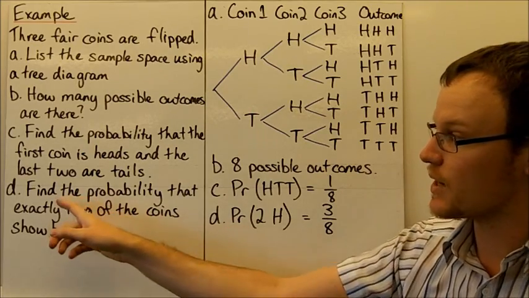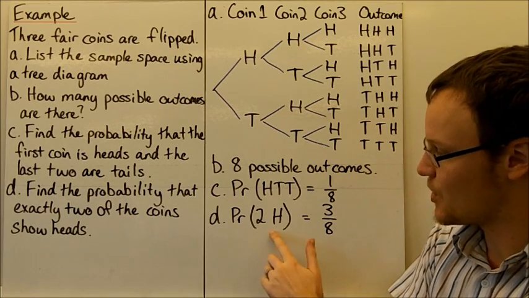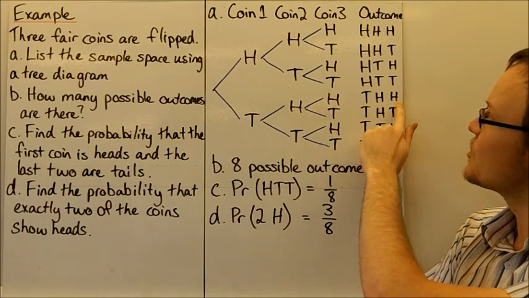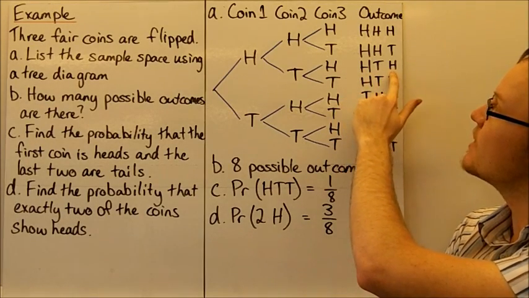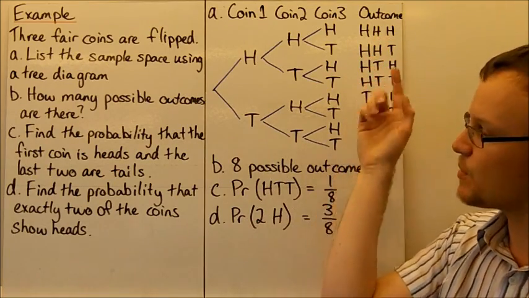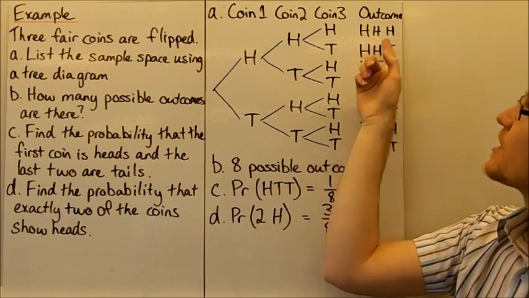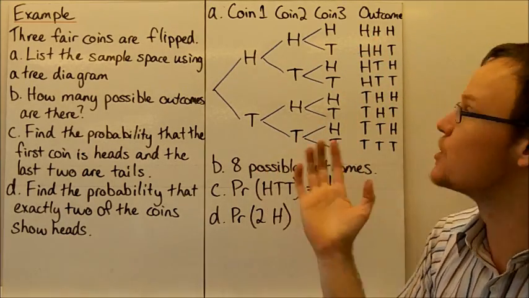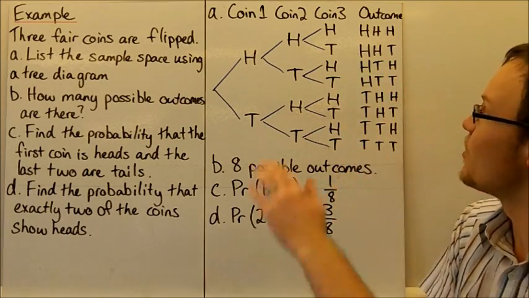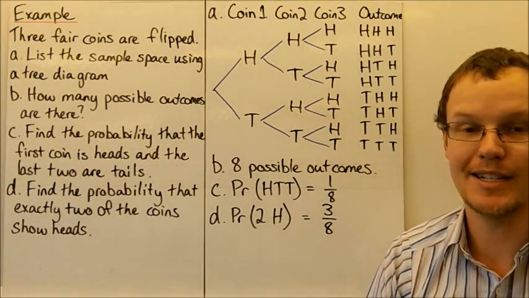If we are to find the probability that exactly 2 of the coins show heads, so exactly 2 heads, we can have a look through our sample space. This one has 2 heads, we have 2 heads here, and we have 2 heads here. At the top we've got 3 heads, but we were told we want to find the probability of getting exactly 2 heads. So that's not exactly 2 heads, that's 3. That's 1 more than 2 heads. So we've got 1, 2, 3 out of a possible 8. So our probability of getting 2 heads is 3/8.